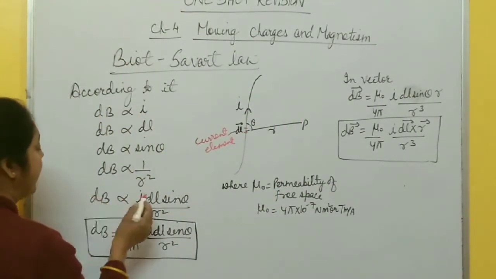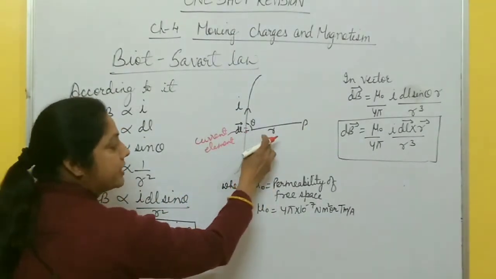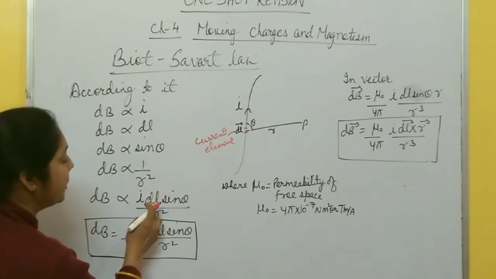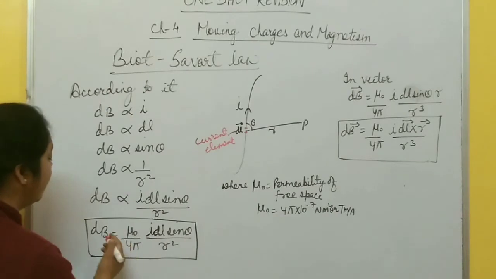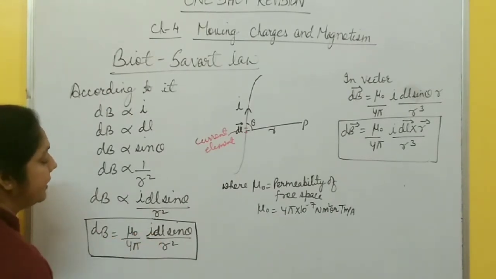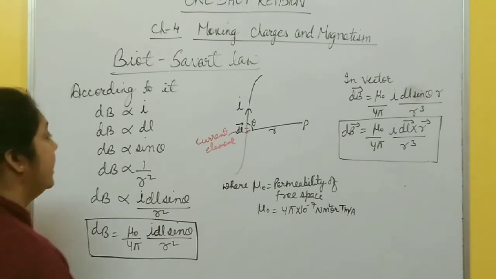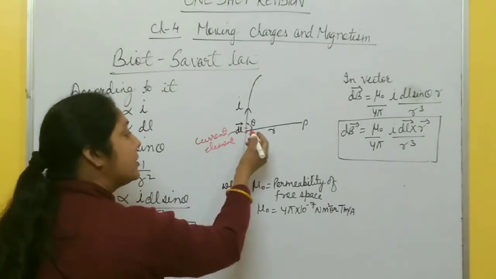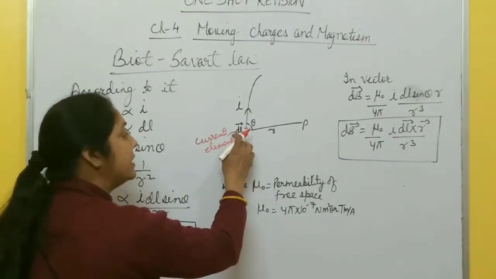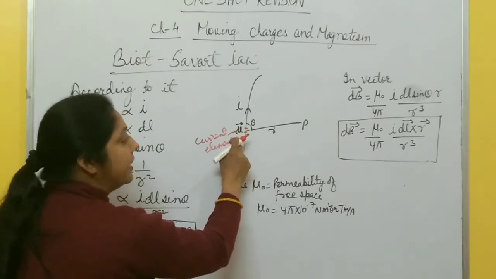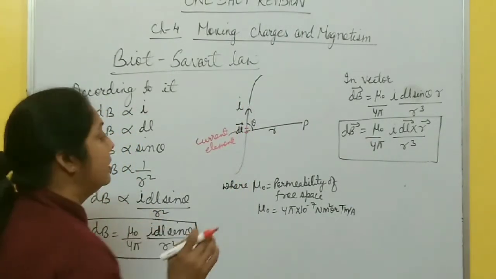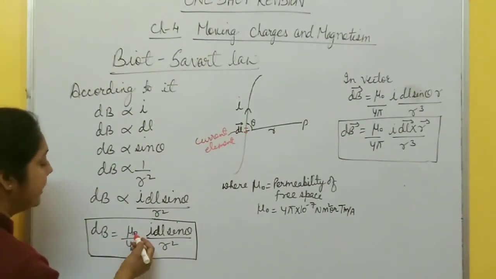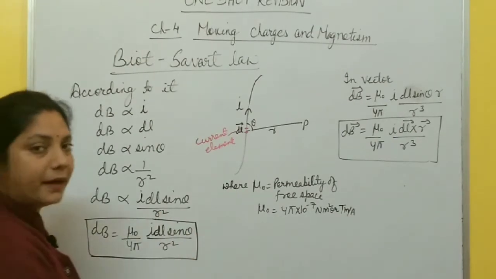So overall, the magnitude of the small magnetic field at a distance r due to this current element dl is proportional to I ds sine theta by r square, or dB equals mu naught by 4 pi I ds sine theta by r square. Here I is a scalar quantity and I want the direction of the magnetic field. That's why I suppose this current element dl is a vector quantity, and this current element is always in the direction of current. So this current element and r make angle theta, and the magnitude of that small magnetic field is given by mu naught by 4 pi I ds sine theta by r square.